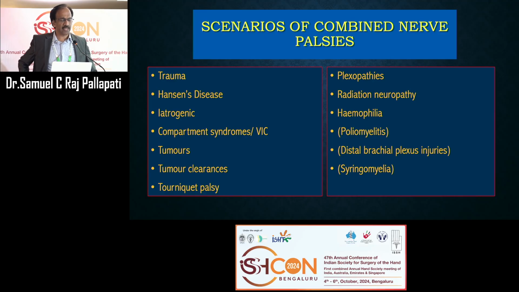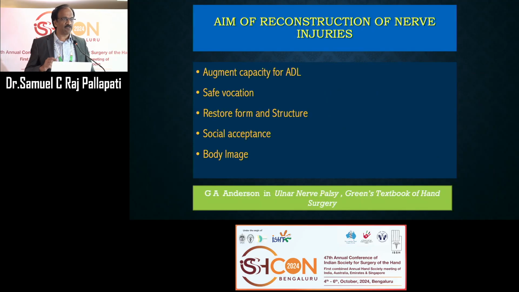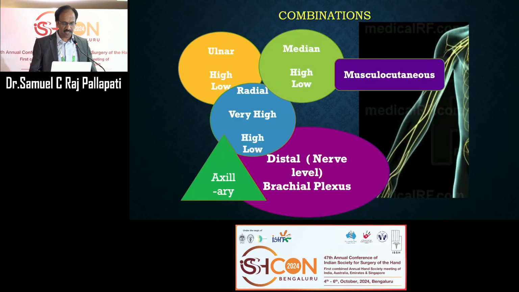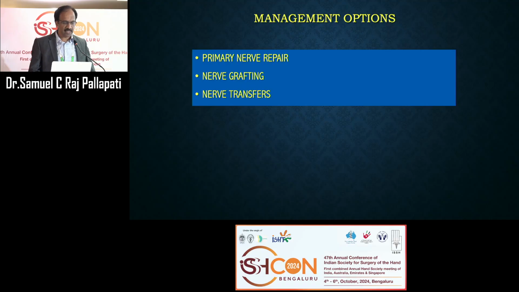Scenarios where there can be combined nerve palsy are trauma, Hansen's disease, iatrogenic causes, plexopathies, radiation neuropathy, and so many others. The aim of reconstruction of proximal nerve injuries is to augment capacity for activities of daily living, save vocation, restore form and structure, social acceptance, and body image, and also to prevent further neuropathic damage. There are many combinations of proximal nerve palsies, but I'll only handle median and ulnar nerve.